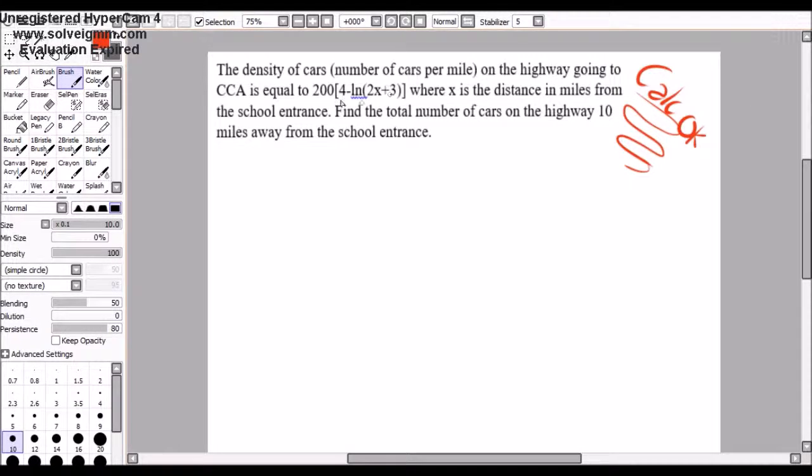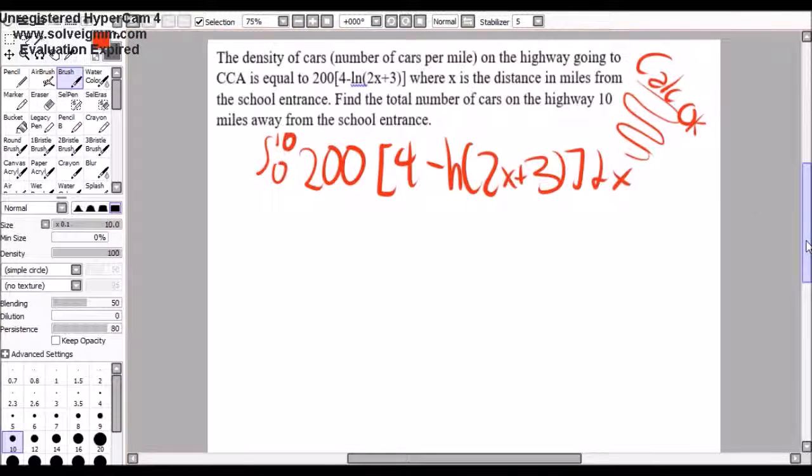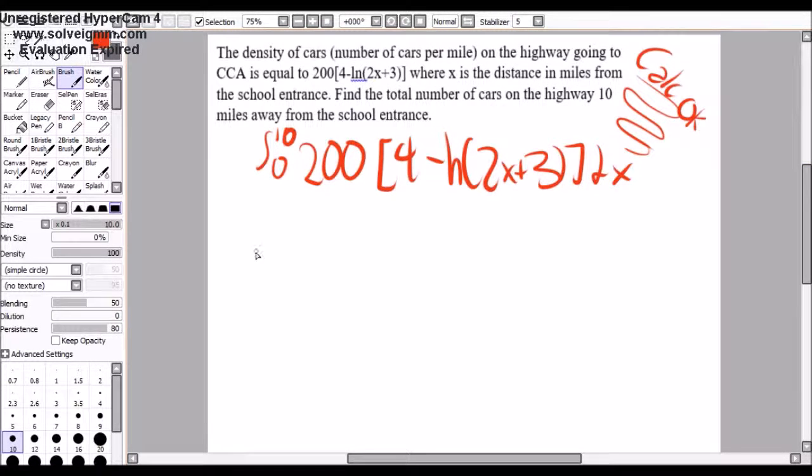So then we can write this as a definite integral with lower bound 0, upper bound 10, of 200 ln(2x + 3) dx. And then since 200 is a constant, we can just move it out in the front. So then it would be equal to this.